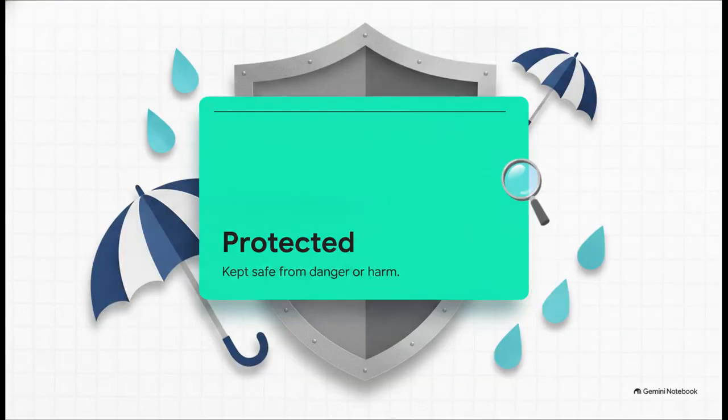And our final word in this basket is protected. Let's break it down. Protected. This means kept safe from danger or harm. Just think of how an umbrella keeps you dry in a rainstorm or how a strong shield guards you. The easy revision is simple. Kept safe. And here is our example sentence. The umbrella protected us from the rain.